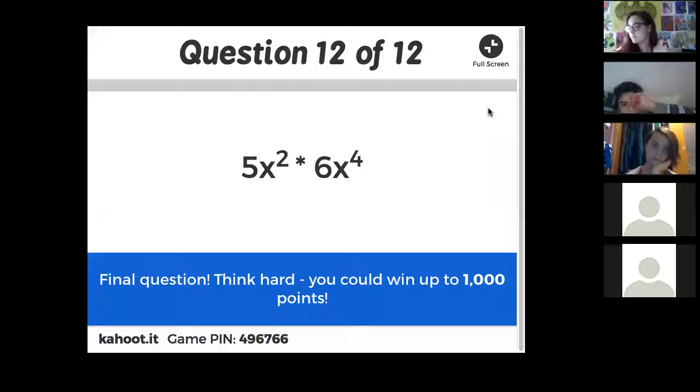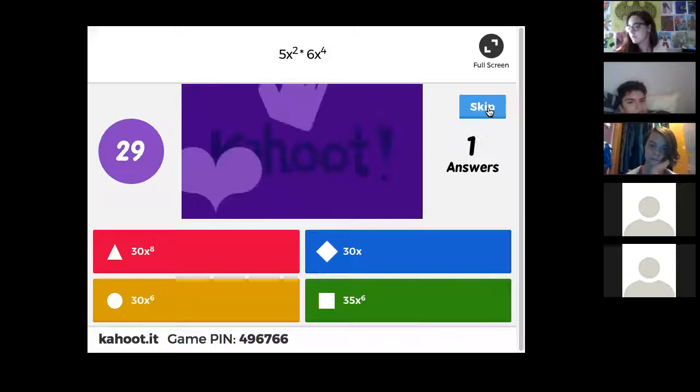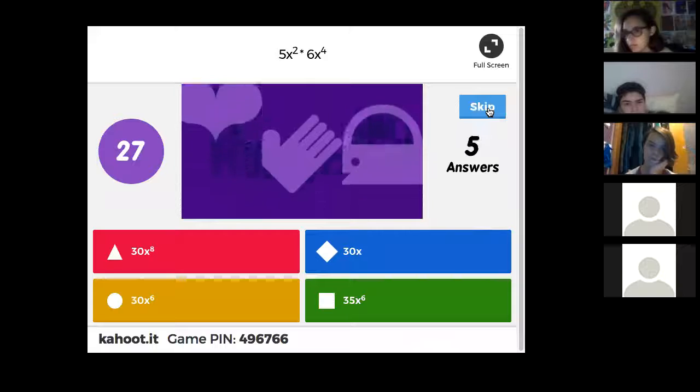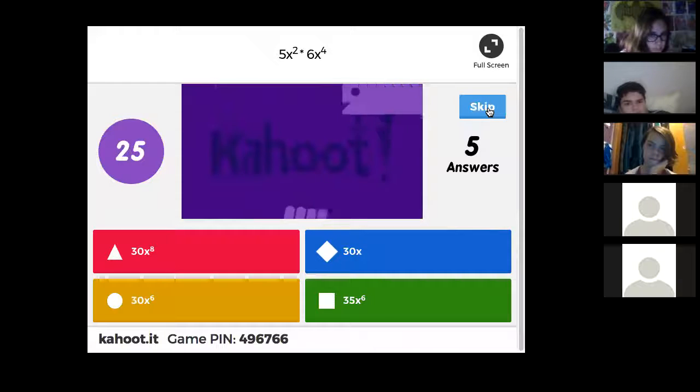Here it is. 5x squared times 6x to the 4th. Ooh, this is a little challenging. This is dealing with some algebra here, folks.